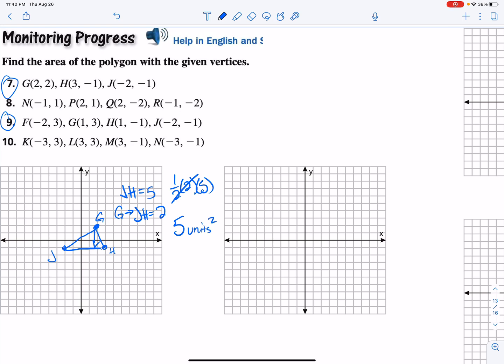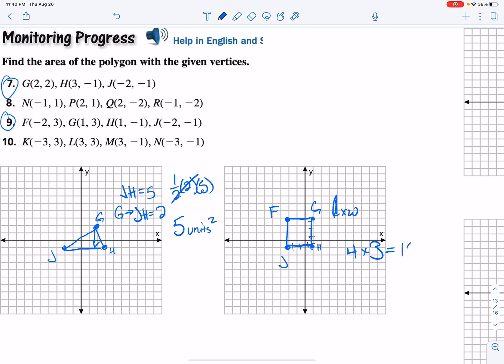Okay, number 9: -2, 3 is F. 1, 3 is G. 1, -1 is H. And -2, -1 is J. So again, the area formula for a rectangle is a little bit different. It's simply length times width. So I need to find a length and I need to find a width. This one's really nice and easy. I can just count. So 1, 2, 3, 4 for the length times 1, 2, 3 for the width.